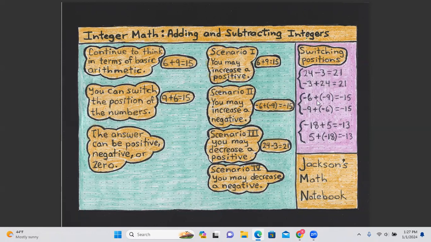A negative 6 plus a negative 9 equals a negative 15. Likewise, a negative 9 plus a negative 6 will give you a negative 15. A negative 18 plus 5 will equal a negative 13, and 5 plus a negative 18 will equal a negative 13. And so here is some great information that you will need to know and to keep in mind when you're adding and subtracting integers.